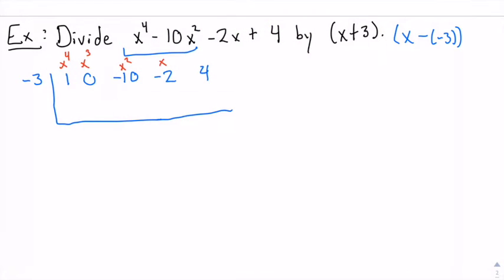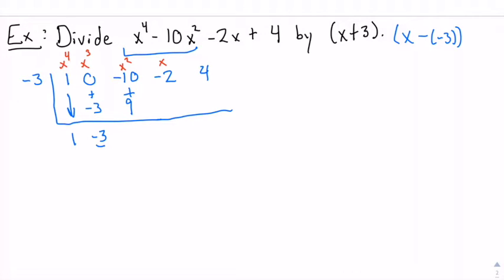Alright, now that everything's in place, let's follow the rules. First we take 1 and bring it outside of the box. And now we can start our pattern. Whatever's outside of the box gets multiplied by negative 3, put up into the box, and then we start adding. So 1 times negative 3 is negative 3. 0 plus negative 3 is negative 3. Negative 3 times negative 3 is positive 9.